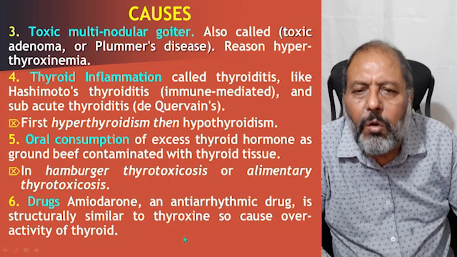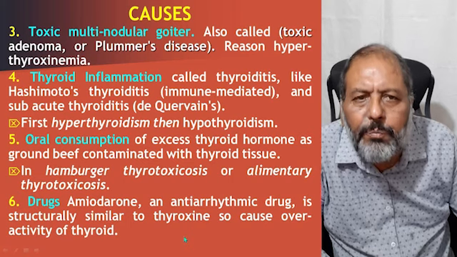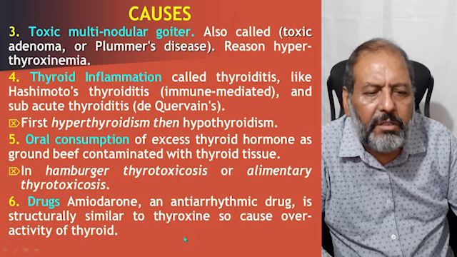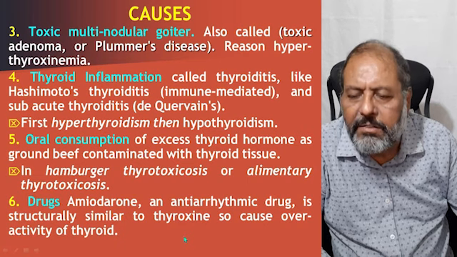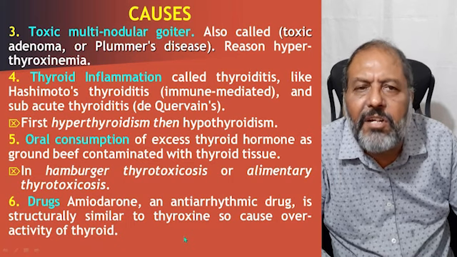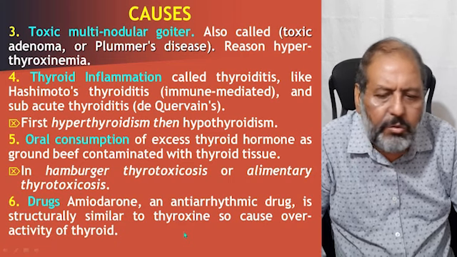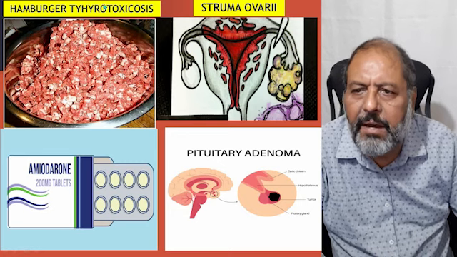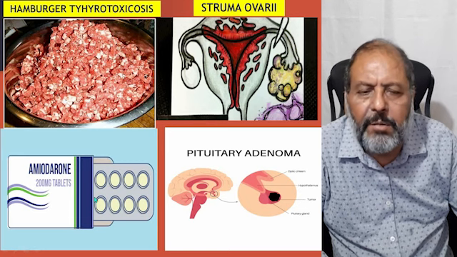The fifth cause is oral consumption of excess thyroid hormone, as in the case of ground beef contaminated with thyroid tissue in hamburger thyrotoxicosis, or alimentary thyrotoxicosis. And number 6 is drugs, that is amiodarone. It is an antiarrhythmic drug. It is structurally similar to thyroxine, so it acts like thyroxine and causes overactivity of the thyroid gland. So here one can see the hamburger thyrotoxicosis that is contaminated with thyroid tissue, and that is the amiodarone antiarrhythmic drug.